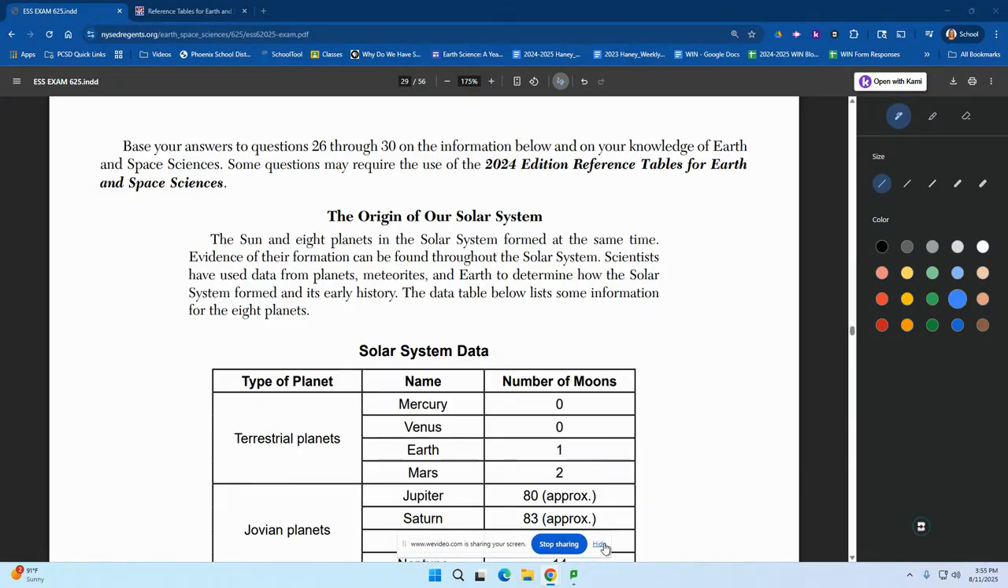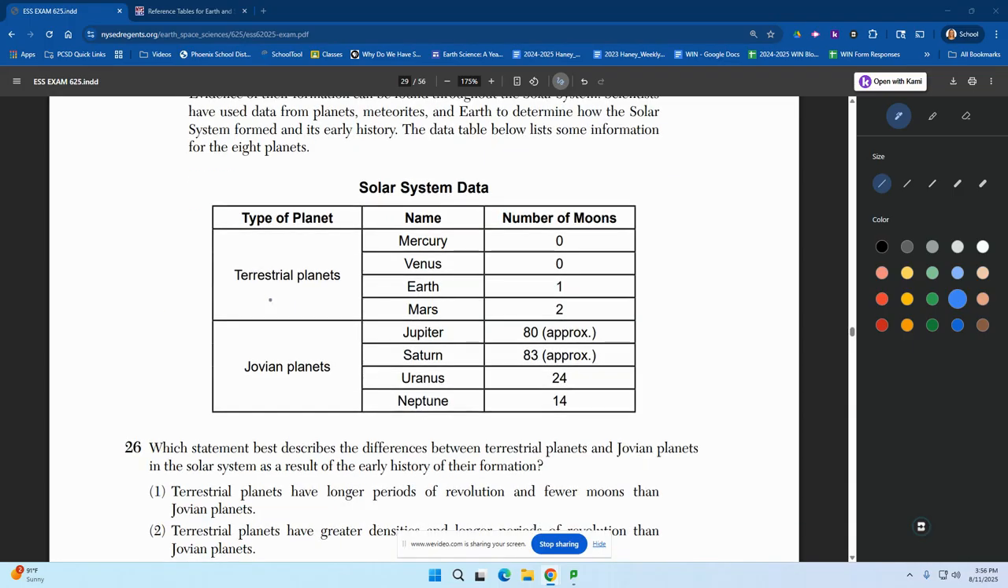It says the sun and 8 planets in the solar system formed at the same time. Evidence of their formation can be found throughout the solar system. Scientists have used data from planets, meteorites, and Earth to determine how the solar system formed in its early history. The data table below lists some information for the 8 planets. So we have our terrestrial planets that they listed for us: Mercury, Venus, Earth, and Mars, the number of moons that they have, Jovian planets, Jupiter, Saturn, Uranus, Neptune, and the number of moons that they have as well.